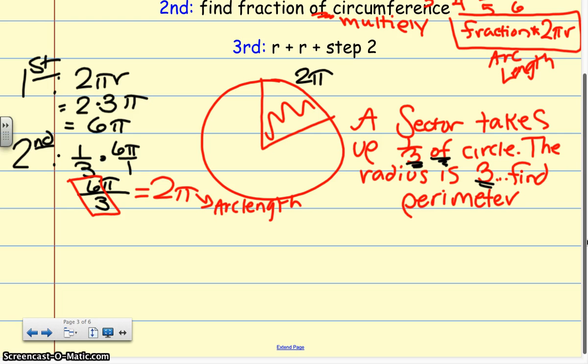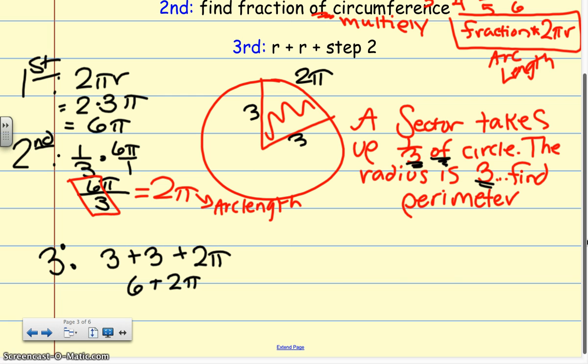Now I need to find my total perimeter. So my total perimeter is going to be my radius, which is 3, my other radius, which is 3, so 3 plus 3 plus my arc length. 6 plus 2 pi. And I need to leave it like that because this is like combining like terms. I cannot combine them. So my perimeter of the sector is 6 plus 2 pi.